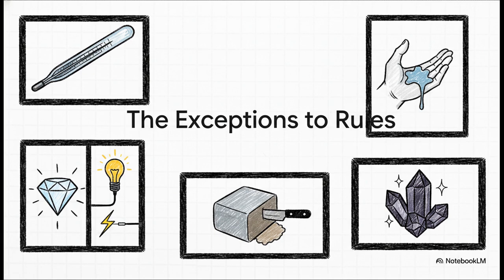And don't even get me started on carbon. As a nonmetal, it can exist as diamond, the hardest substance on Earth, and as graphite, which actually conducts electricity. These exceptions show us that the rules aren't always so black and white.